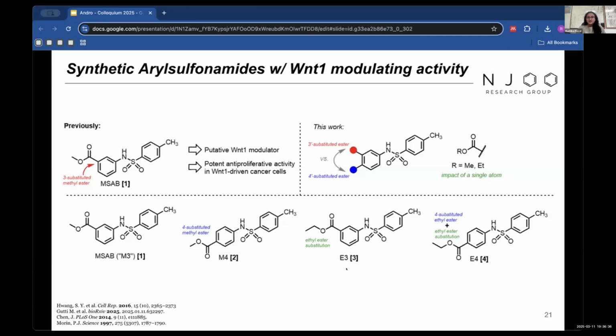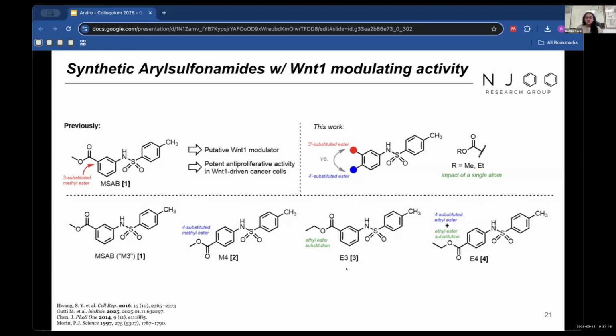So essentially, MSAB is a selective inhibitor of the Wnt1 beta-catenin signaling pathway, and it is known to putatively function through direct engagement of beta-catenin, which leads to its degradation and lowers the nuclear translocation, like I mentioned earlier. But other studies have shown that shifting the ester position would lead to comparable beta-catenin inhibitory activity. But there are still questions regarding the direct or indirect beta-catenin engagement or modulation, and their biological activities have not been studied in depth before.